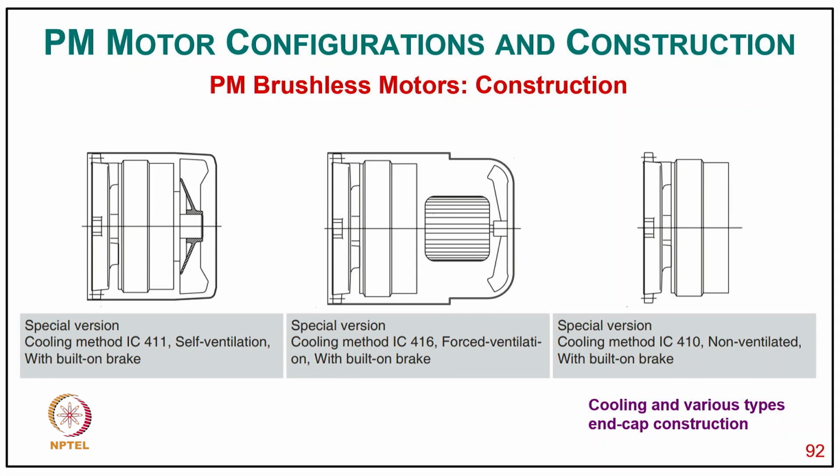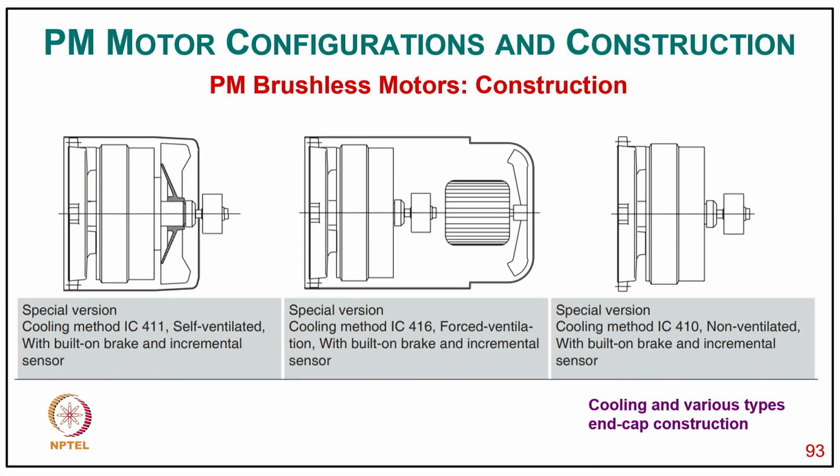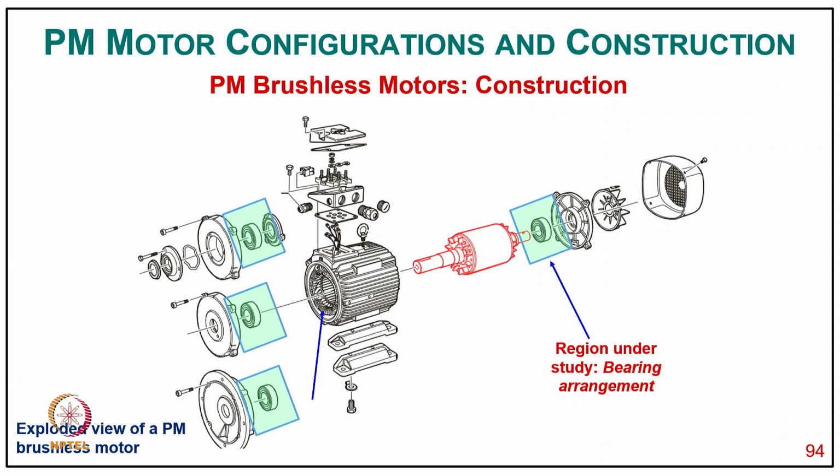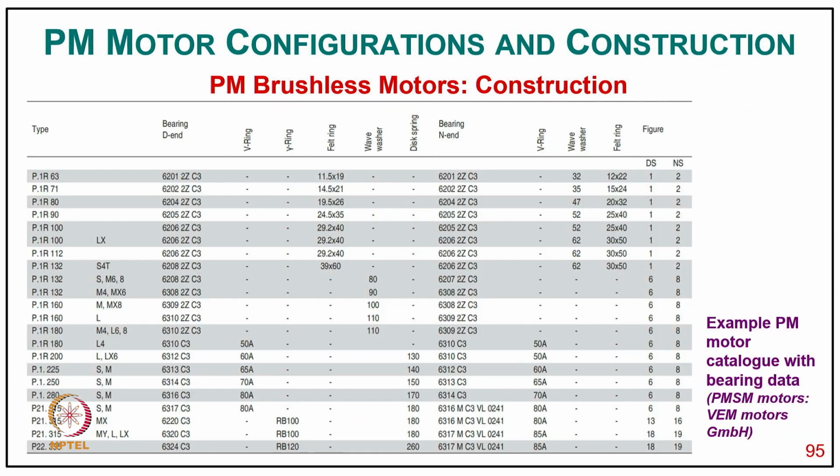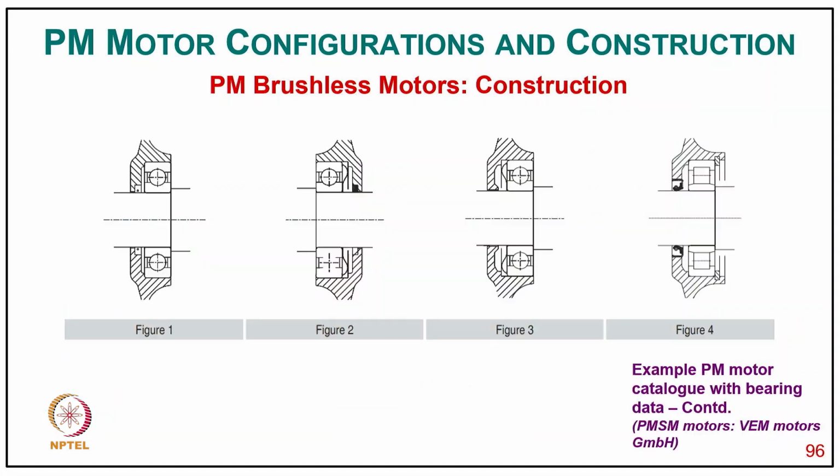And so these are typically the different varieties of construction with the cooling arrangement, different kinds of cooling standards, and then the exploded view. Then typically the brushless motor construction from an industry like the German industry BAM, and the different specifications for the bearing and other parts of it.